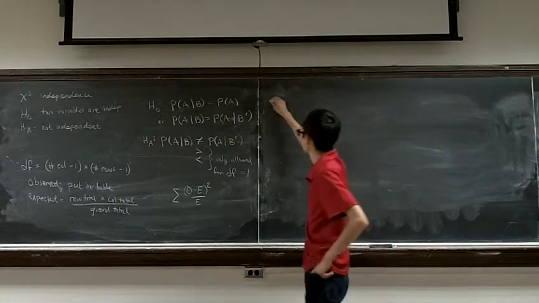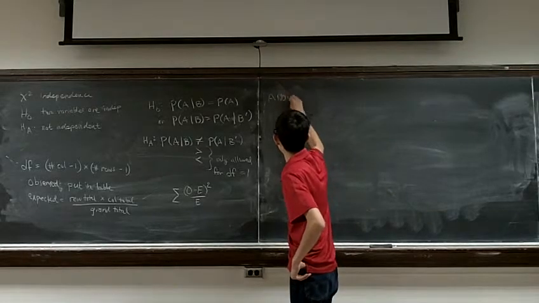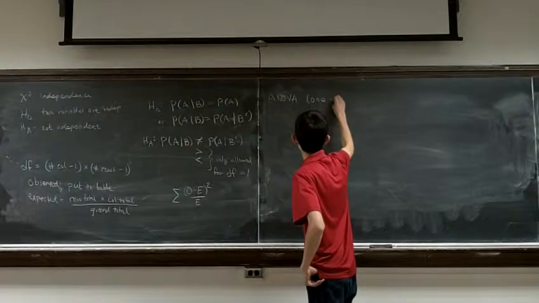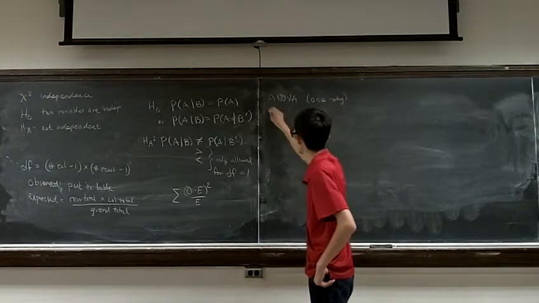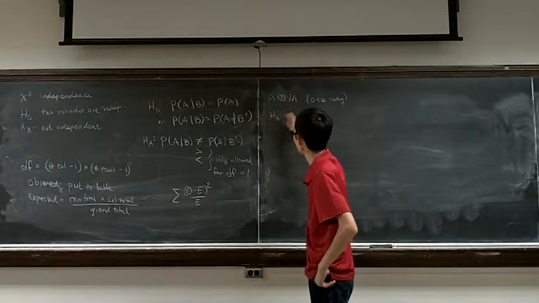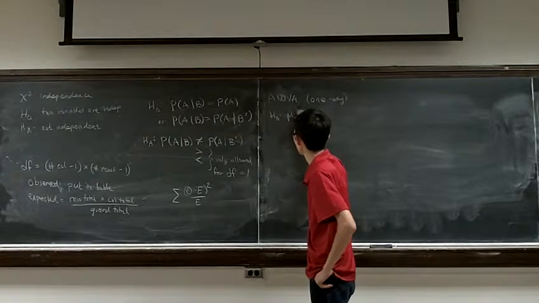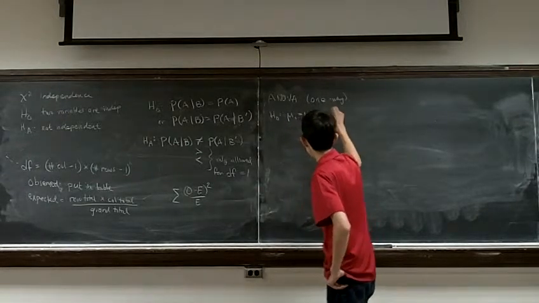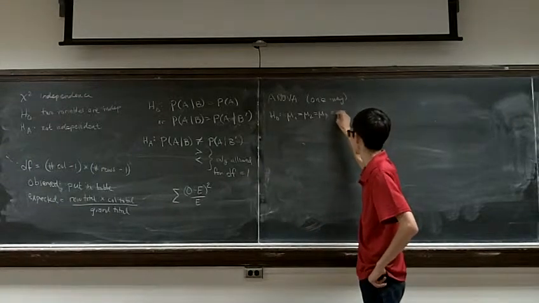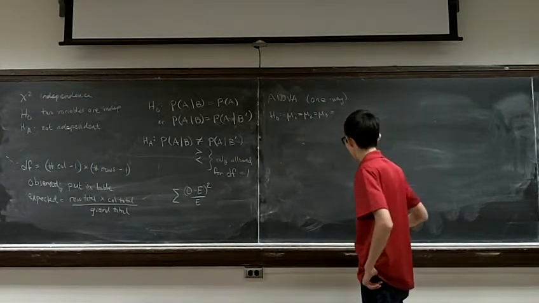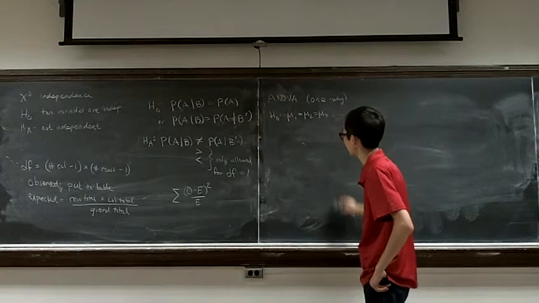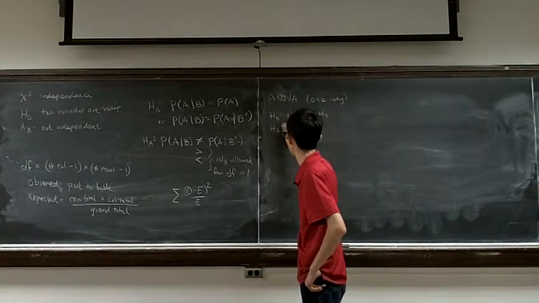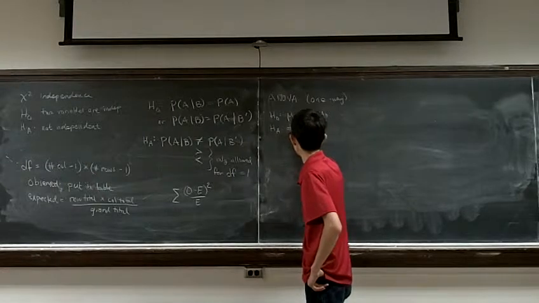Alright, when we have ANOVA, okay, just one-way ANOVA. The null hypothesis would be that mu1 equals mu2 equals mu3, et cetera, which all equals the grand mean, may or may not be necessary. Okay, and the alternative, at least one mu different.